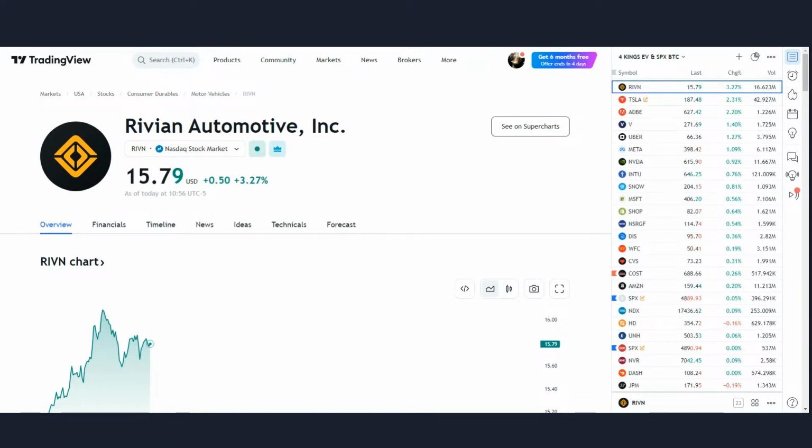What is important is to trade according to the size of your account. If you have a small account, trade small. If you have a big account, trade medium. Don't go all in. Just respect your trade.